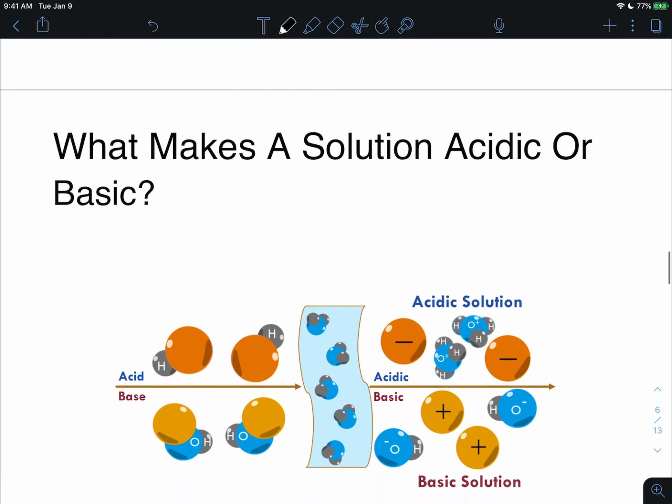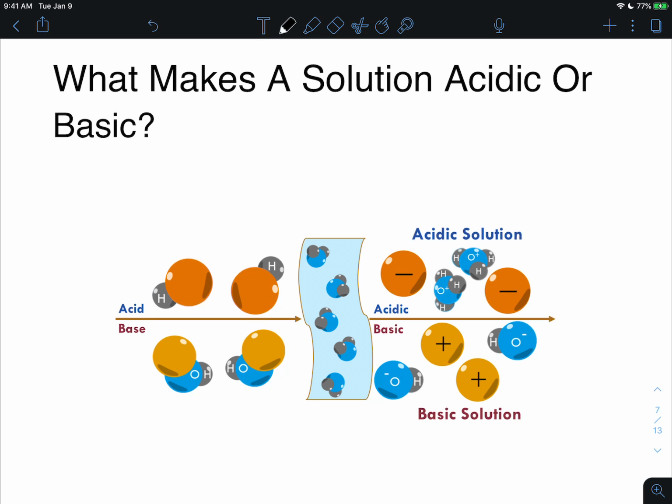Okay, so what makes a solution acidic or basic? It has to do with what ions it has in solution. If we have an acidic solution, it has to have hydronium ions or H+ ions. So acidic solutions have an H3O+ concentration that is greater than the hydroxide concentration.